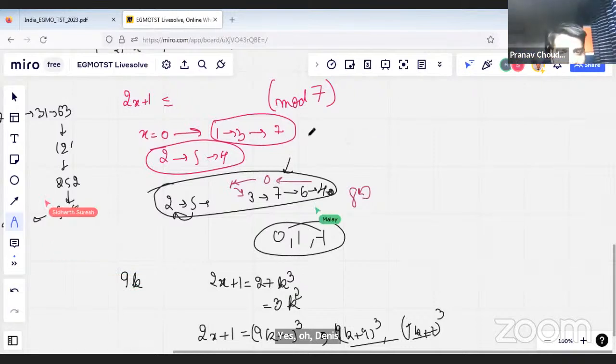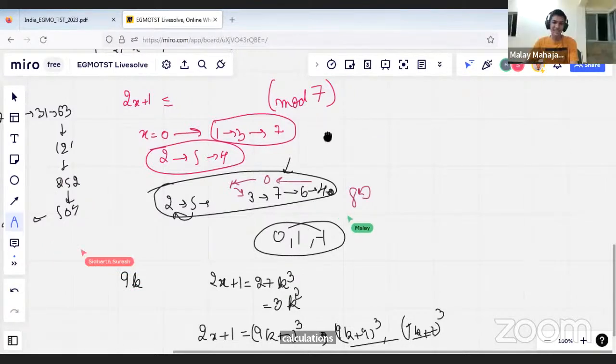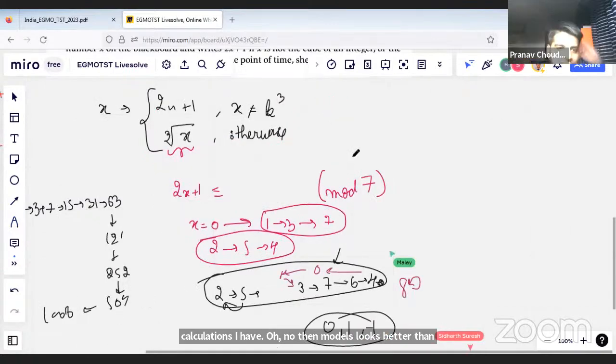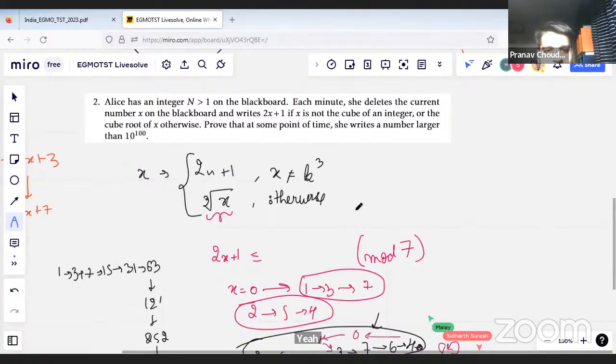Okay, no, then mod 7 looks better, no? Yeah. I think there should be another way. We're probably doing something wrong.